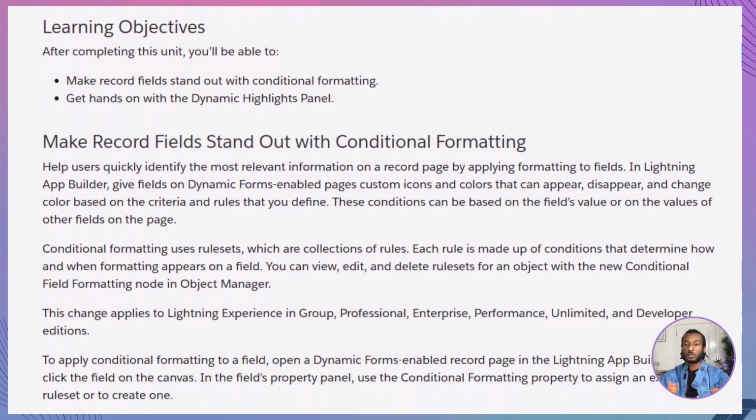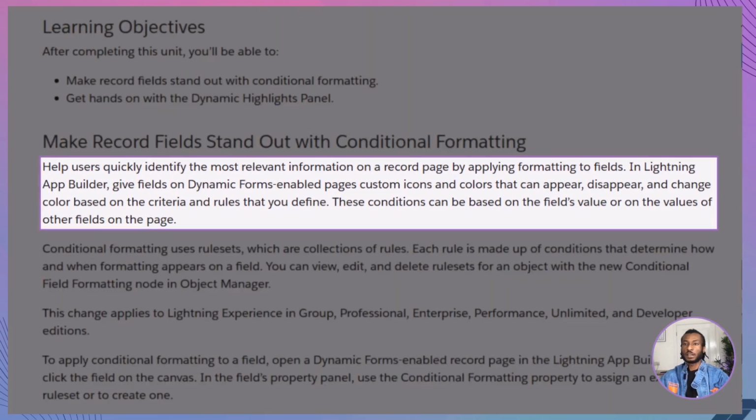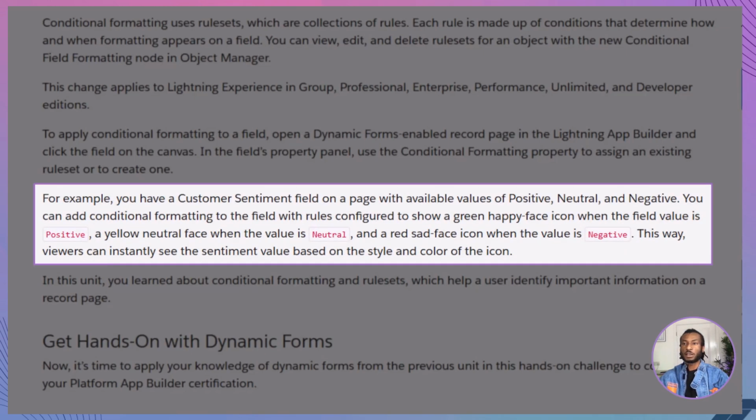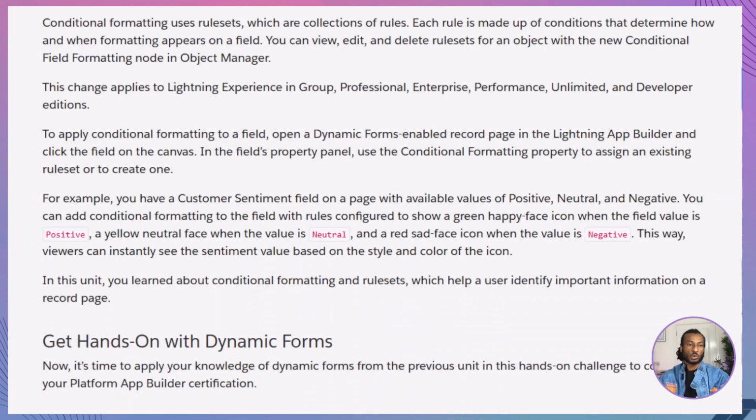What is conditional formatting? In short, it's a way to visually highlight fields on your record page using icons and colors, depending on conditions that you define. You can display a happy face icon when a customer is satisfied, highlight fields in red when values need attention, or use colors and indicators that change depending on other field values on the page. It's all about drawing the user's attention to what's important at a glance.